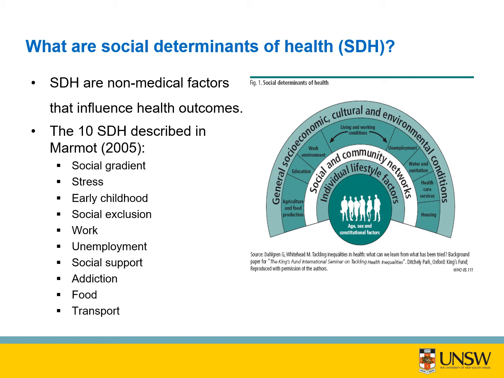Social determinants of health are non-medical factors that influence health outcomes. Mahmoud describes 10 social determinants of health, which are social gradient, stress, early childhood, social exclusion, work, unemployment, social support, addiction, food, and transport.